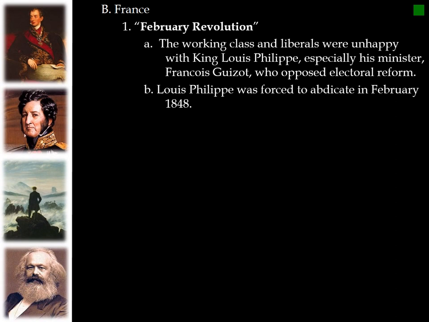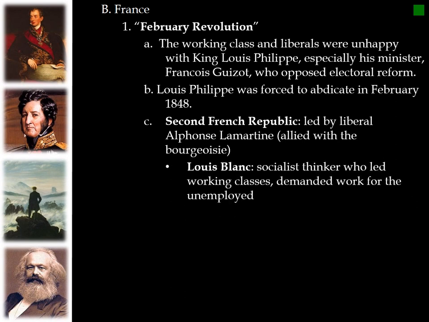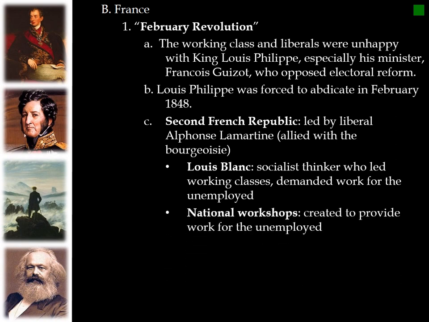The Second French Republic would be claimed, ending the constitutional monarchy in exchange for once again an experiment with a republic. This republic will be led by liberal Alphonse Lamartine, who allied with the bourgeoisie. Louis Blanc, who was a socialist thinker, led the working classes and demanded work for the unemployed to be guaranteed by the government in the Second French Republic. National workshops would be created to provide work for the unemployed as a result. Unfortunately, they did not last very long.